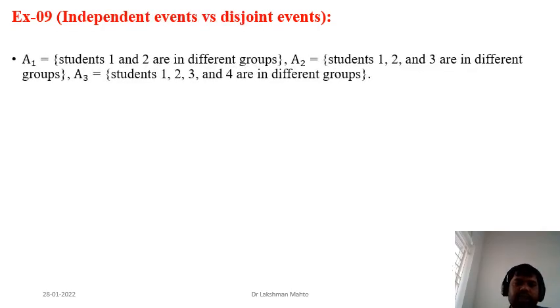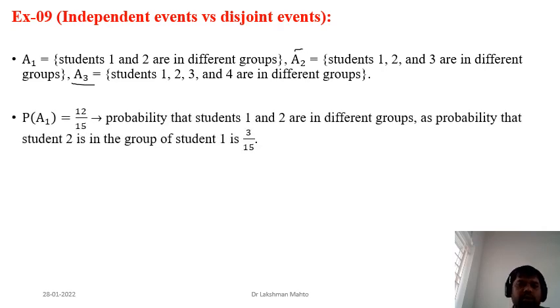Event A1 says that graduate student 1 and graduate student 2 are in different groups. Event A2 says that graduate students 1, 2, and 3 are all in different groups. And event A3 says that all four graduate students are in different groups. Okay, so if you try to calculate the probability of A1, what would that mean?